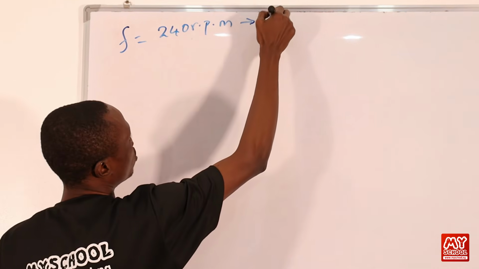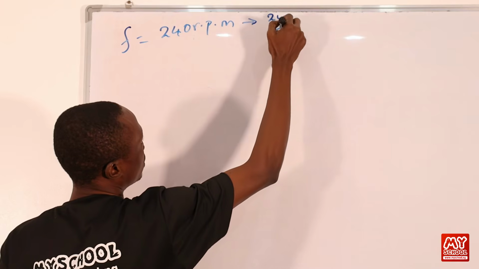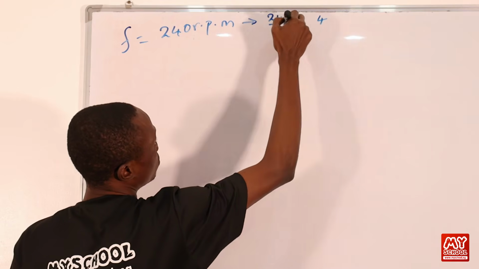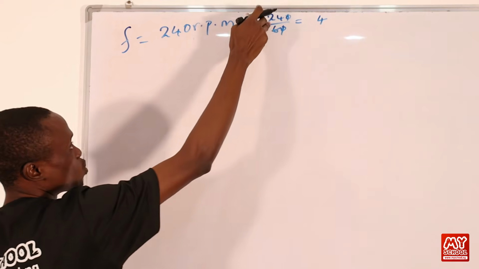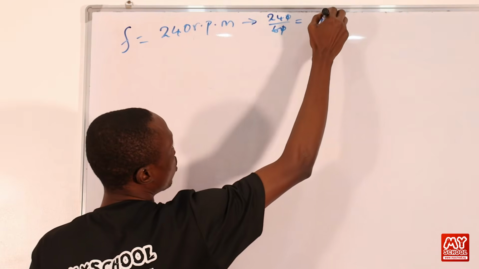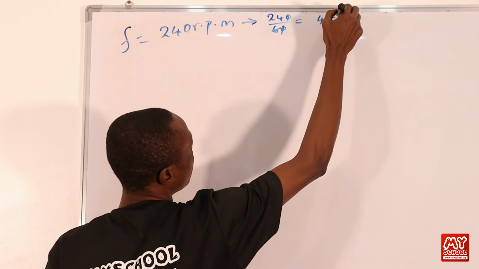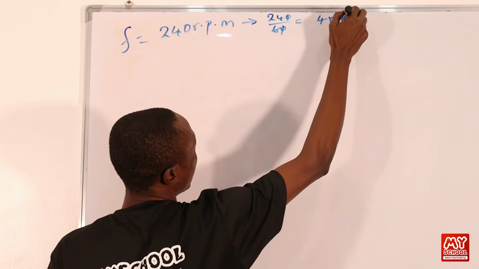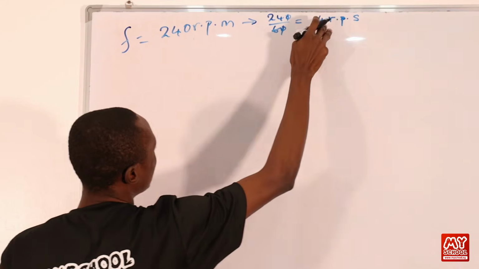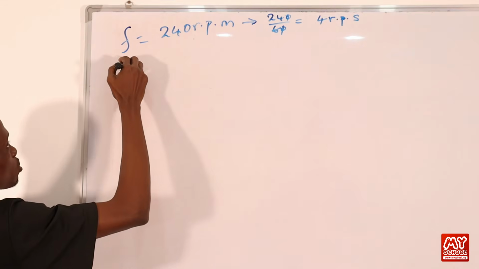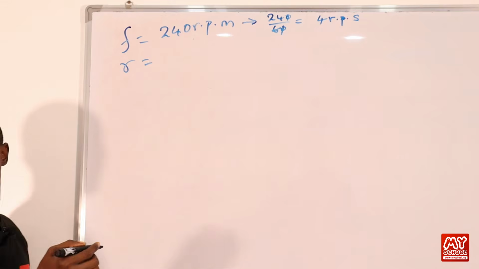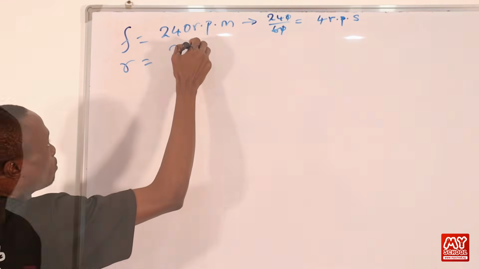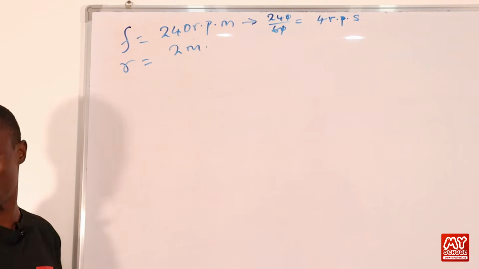So we divide 240 by 60, and this will be equal to 4, right? Because 0 will cancel 0, and 6 into 24 is 4. So this becomes 4 revolutions per second, not minutes. So this is our frequency. Now we are told that radius is equal to 2 meters. These are the parameters that are given to us in the question.